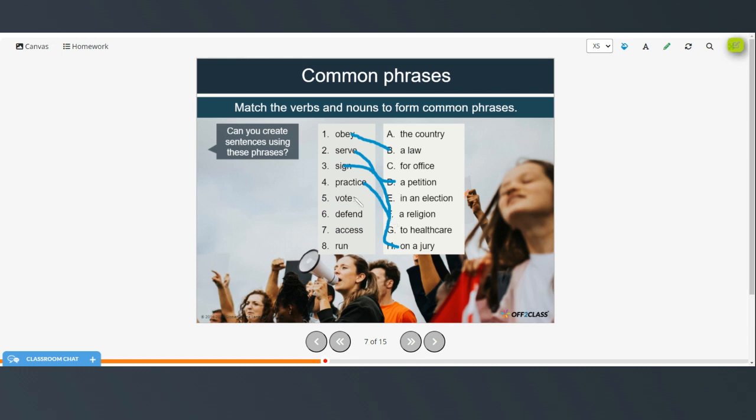vote in an election. Let's see, run for office, access health care, and defend the country.